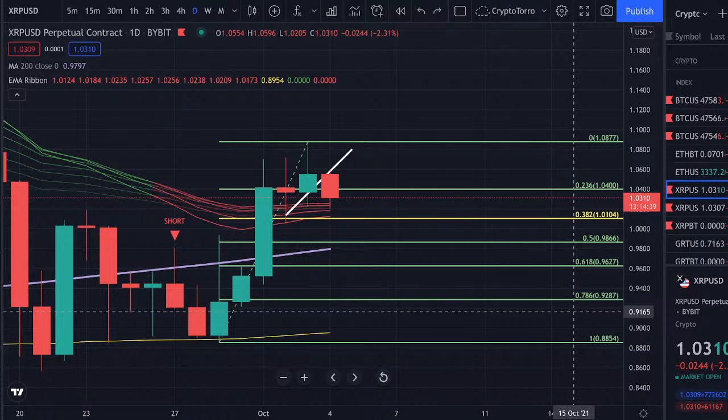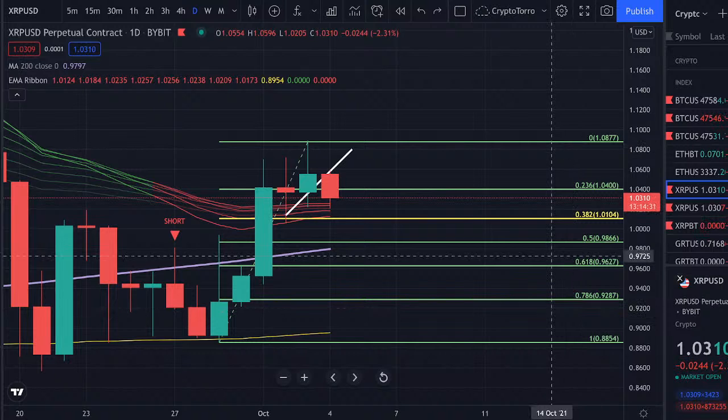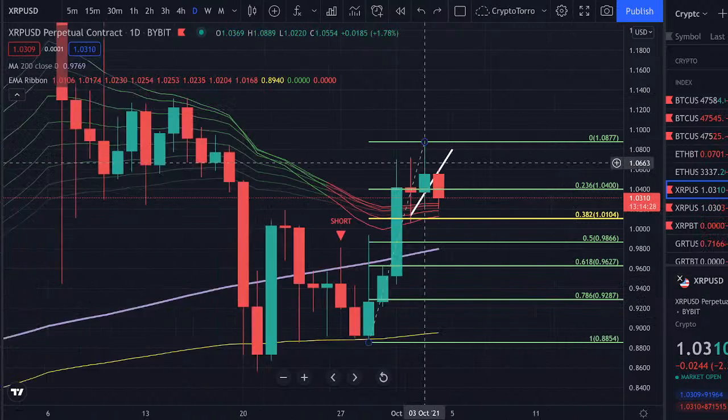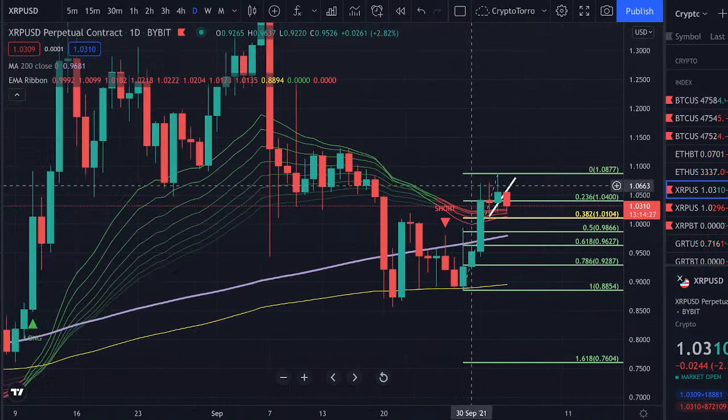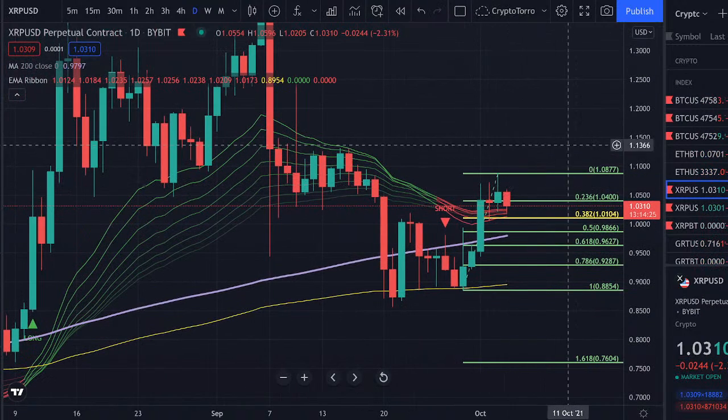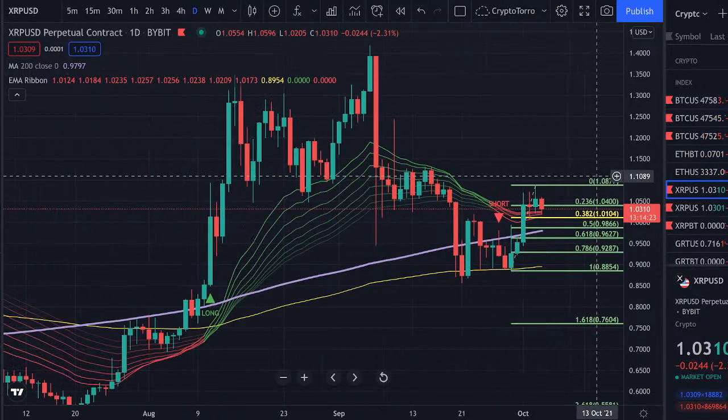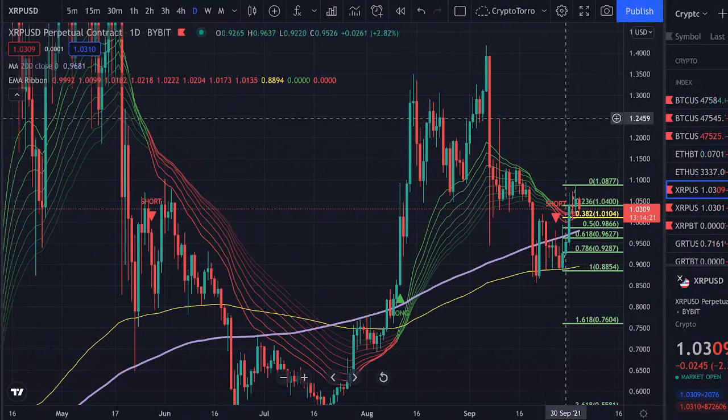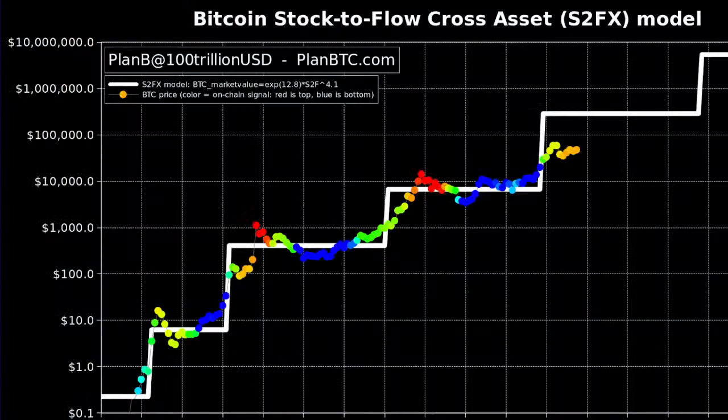Yes, for sure. I would like to talk about Cardano right away after I will discuss what the price target is going to be for XRP for 2021 Q4. So this being said, before actually talking about the price target of XRP for this upcoming year, I would actually like to discuss this tweet of Plan B about the Bitcoin stock to flow cross asset.